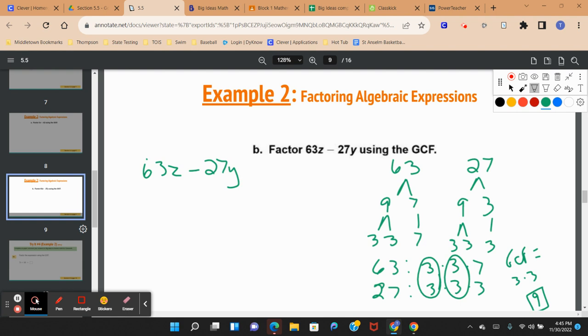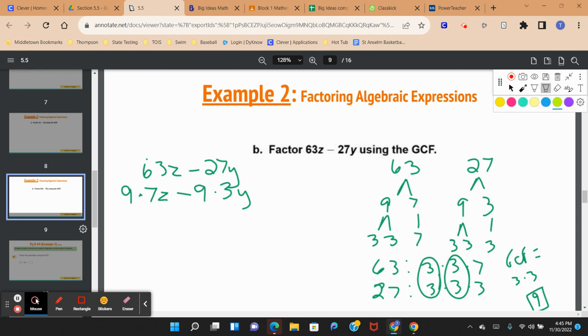So this is what you have to remember. We're just working with our composite numbers here. We can't forget our z and our y. So we're going to use our GCF, which is 9. And 9 times 7 is 63, but 9 times 7z is 63z. And then we're going to do it again. 9 times 3 is 27, but 9 times 3y is 27y.